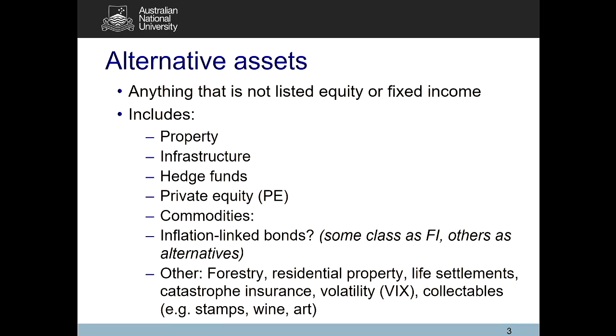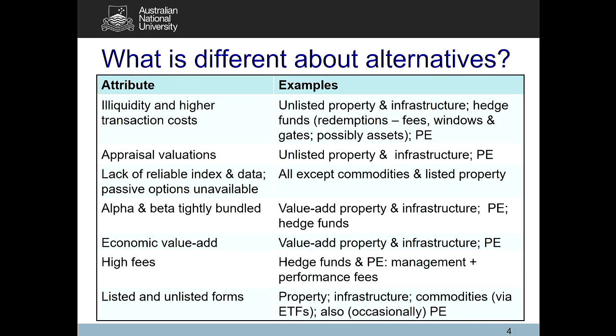And essentially anything that isn't, remember, the two traditionals could be considered an alternative. That's not an exhaustive list. Okay, so you've got such a range of different alternative asset classes. What we have here is some of their attributes and some of the ways in which they differ from your public equity and fixed income.